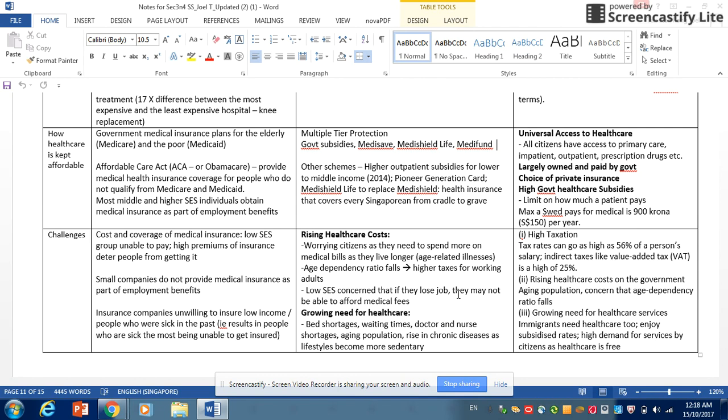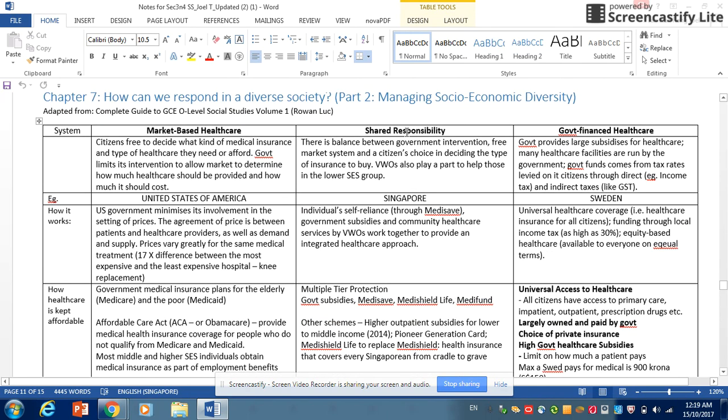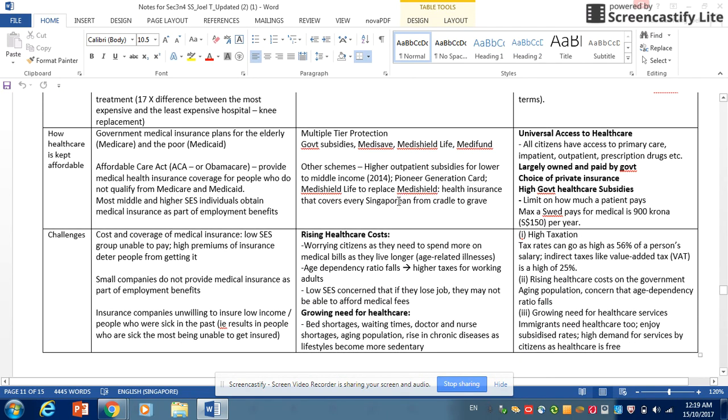So because of that, there is an issue with the government shared responsibility approach because it means that when someone stops working, he does not have MediSave. When there's no MediSave, he might face healthcare problems in the future. There's also this concern that there's a growing need for healthcare because of all these things.